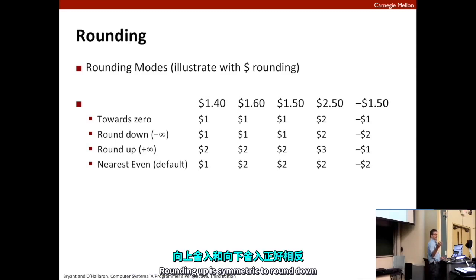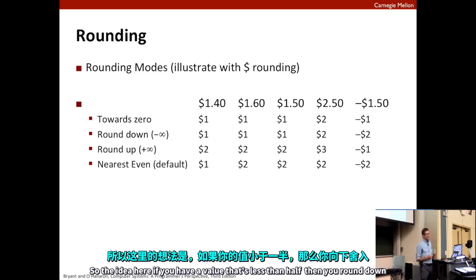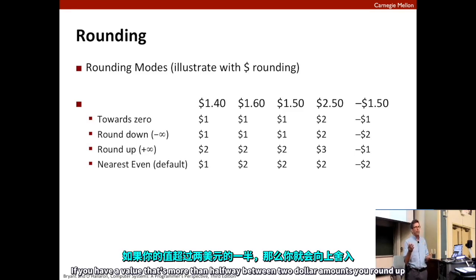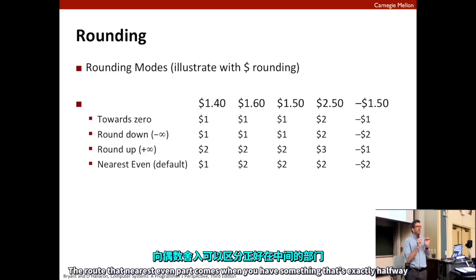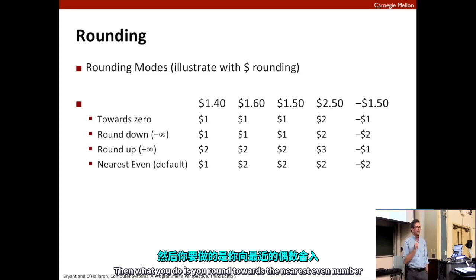Rounding up is symmetric to round down. The interesting case is round to nearest even. Interesting because it's what IEEE floating point actually uses. So the idea here, if you have a value that's less than half, then you round down. If you have a value that's more than halfway between two dollar amounts, you round up. The nearest even part comes when you have something that's exactly halfway, then what you do is you round towards the nearest even number.